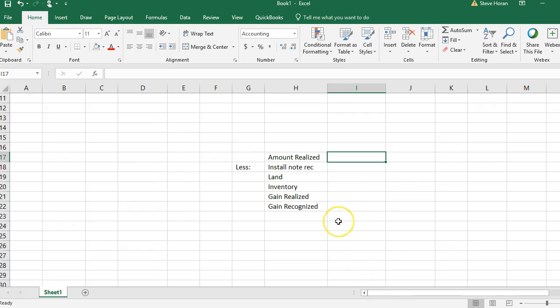Okay, so let's go back into Excel, and we'll solve the problems over there. The amount realized is basically the fair market value of the assets transferred. So I'm going to type in the 320. That's why I had you go over those numbers there. We just looked at those.